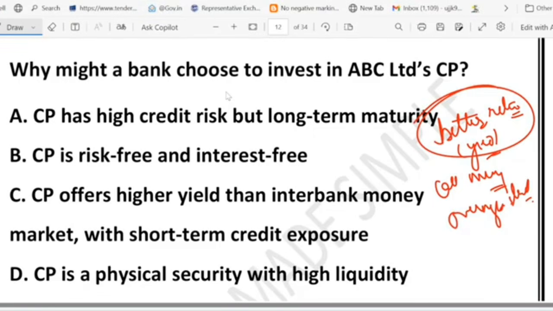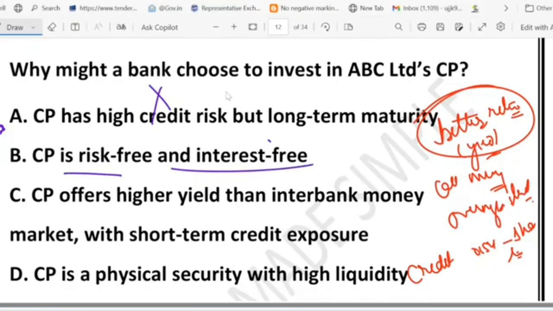And the credit risk is short term. Yes, the credit risk of this CP is very short term. It is also a tradable instrument, so there is good liquidity. Let's go through each and every option. Option A says CP has high credit risk but long-term maturity. It is completely wrong. Why? Because CP actually has low to moderate credit risk, and it is a short-term instrument, usually 7 to 365 days. So this statement is incorrect.